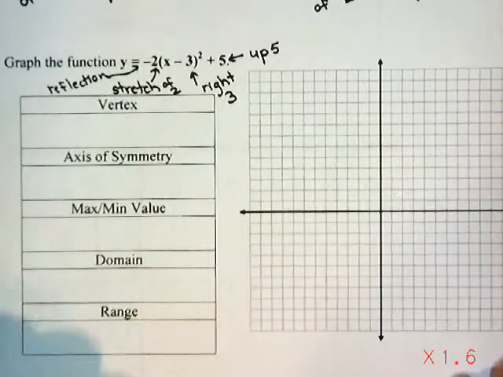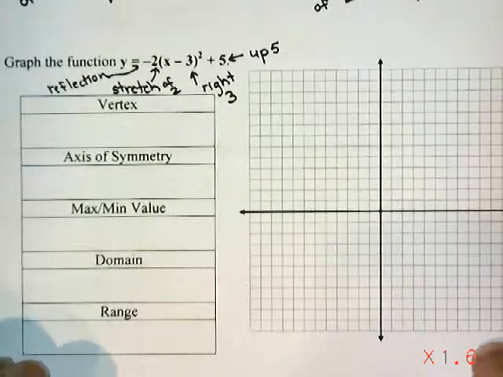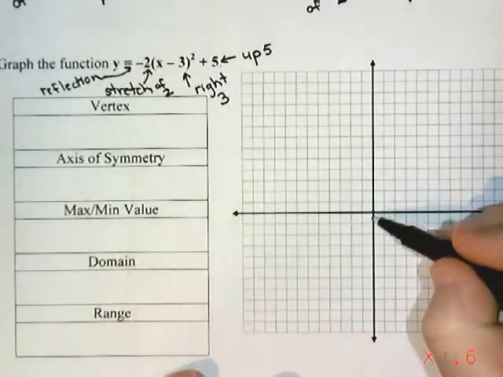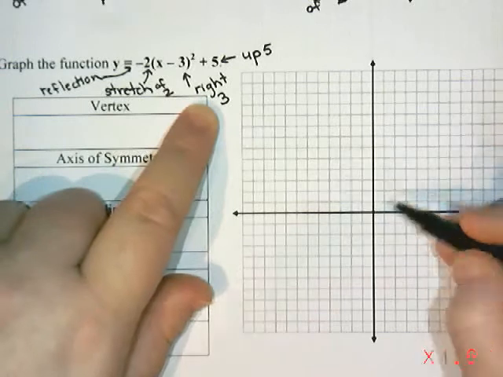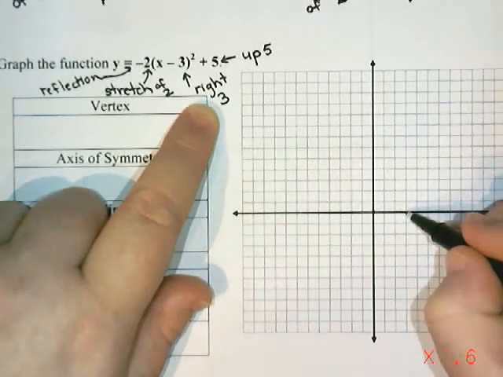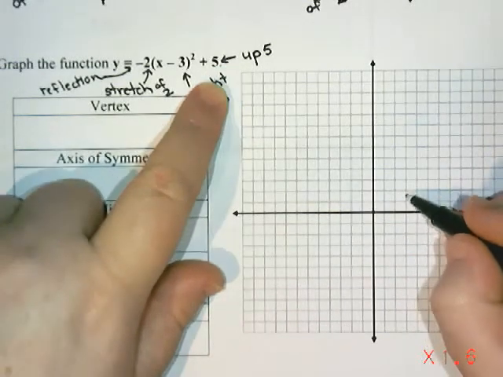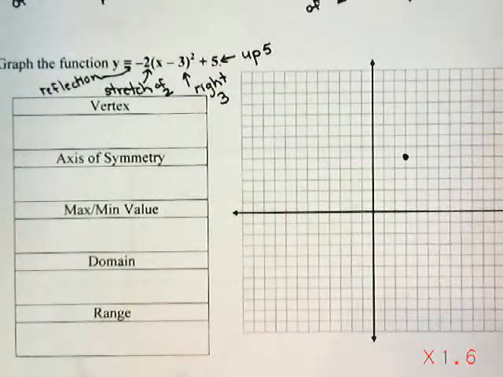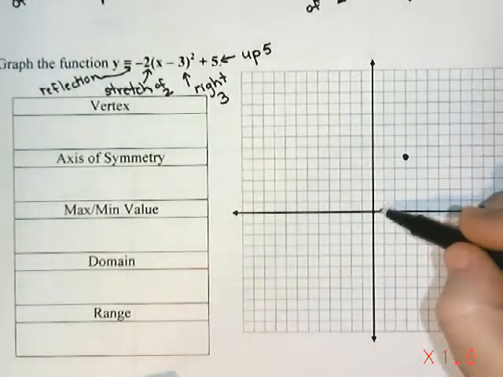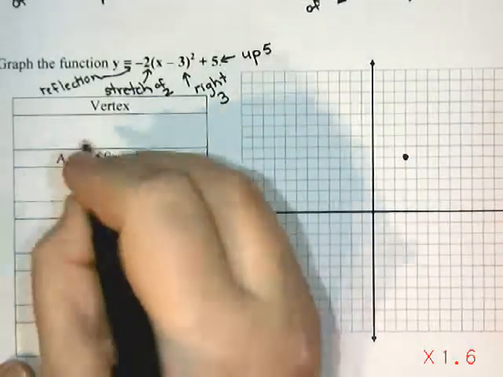So when I'm graphing by transformation, I need to think about that basic parabola, which normally starts at 0, 0. So I start by thinking about the vertex. Instead of starting at 0, 0, we're going to go right 3 and up 5, and that's my vertex. So the vertex of our parabola is actually going to be 3 and 5.